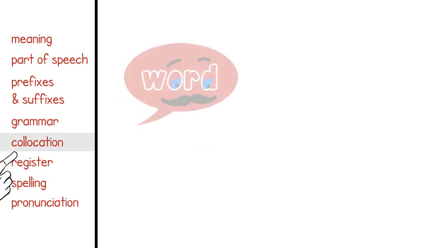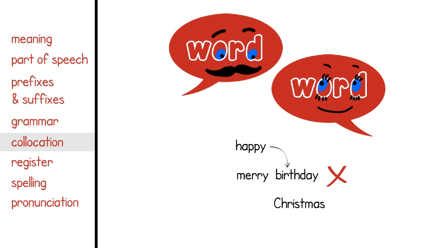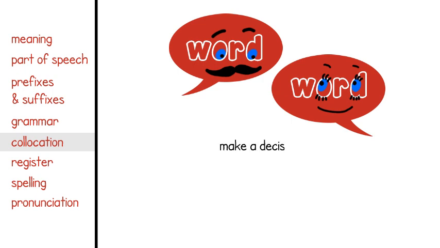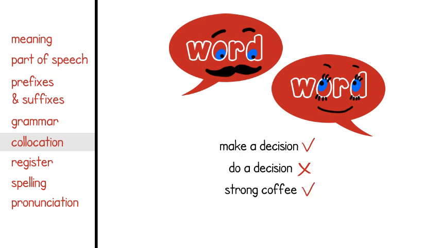Words often have close relationships with one another. For example, we say happy birthday and Merry Christmas, but we can't say Merry Birthday. The words merry and birthday don't collocate. Collocation describes the strong relationship between certain words. Other examples are make a decision, but not do a decision, and strong coffee, but not powerful coffee. There are many collocations in English, and it is important that you compare English collocations to collocations in your own language.